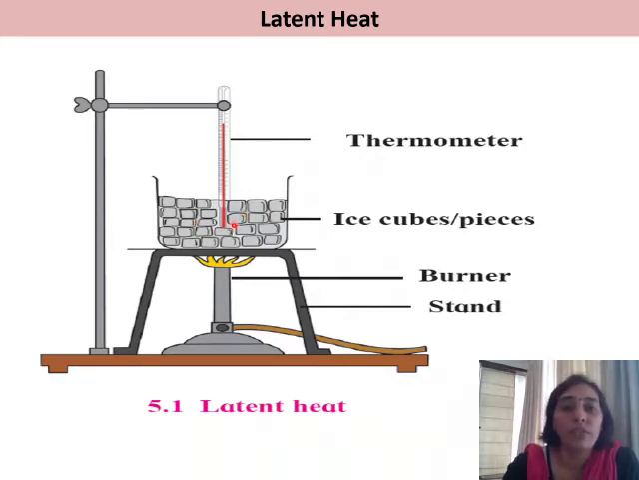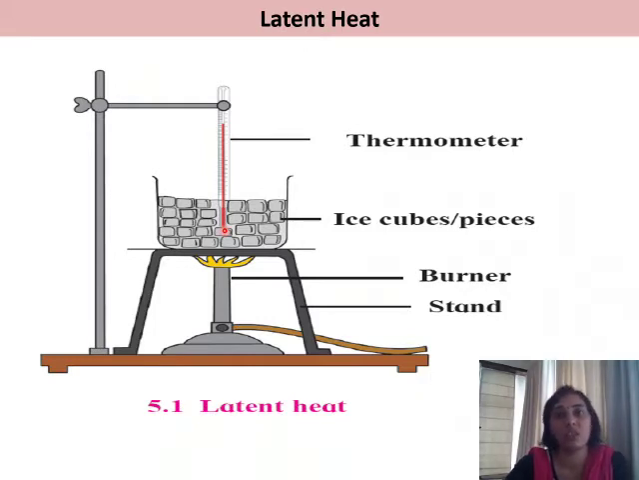What you have to do is measure the temperature right now. Once you insert the bulb of the thermometer into the trough containing ice cubes, you have to take the temperature. What is the temperature? You have to note it down. After noting down the temperature, you start the burner and then you start heating these ice cubes. As you start heating, you have to take the temperature after every 1 minute.